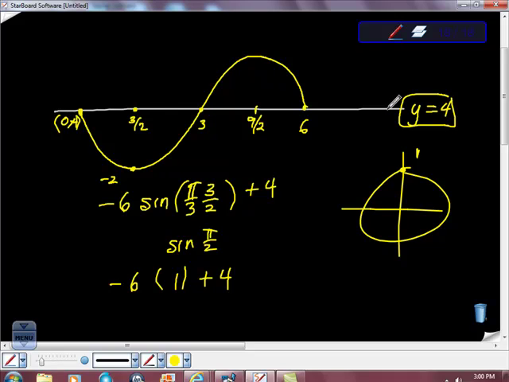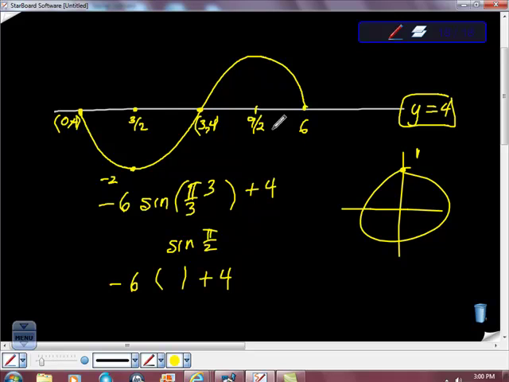If this line is 4, down 6 from +4 is -2, isn't it? So that makes sense. I'm going to evaluate the next value, which is 3. So I'll drop a 3 in here. If you look, these 3's cancel. Now I'm evaluating sine of pi. Sine of pi is 0. -6 times 0 is 0. Plus 4 is 4. So this is (3, 4).